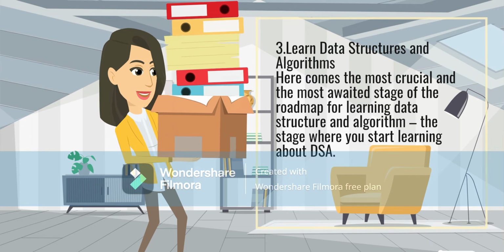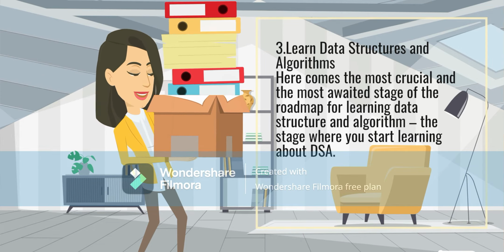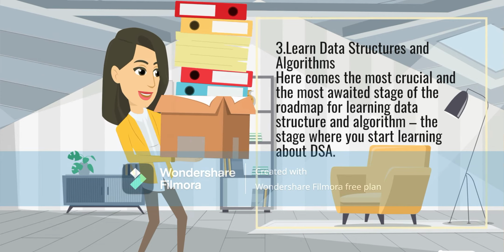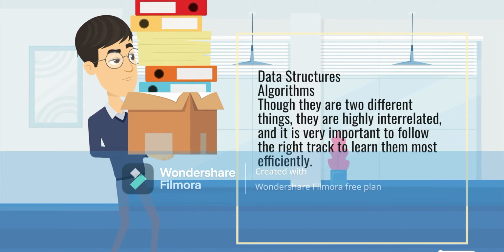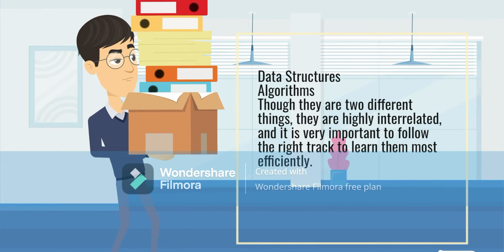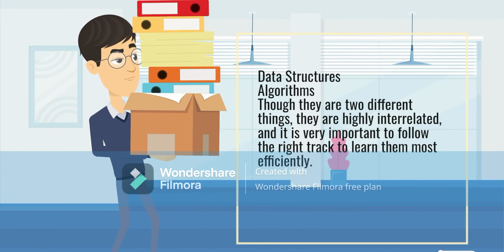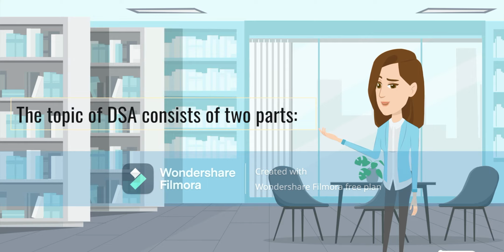3. Learn data structures and algorithms. Here comes the most crucial and the most awaited stage of the roadmap for learning data structure and algorithm, the stage where you start learning about DSA. Data structures, algorithms. Though they are two different things, they are highly interrelated, and it is very important to follow the right track to learn them most efficiently. The topic of DSA consists of two parts.